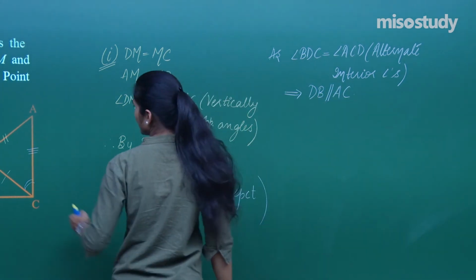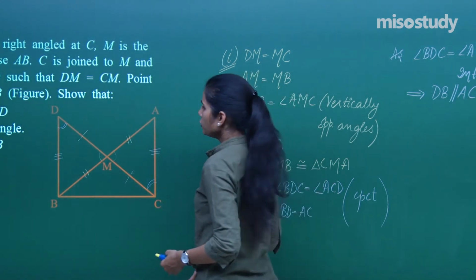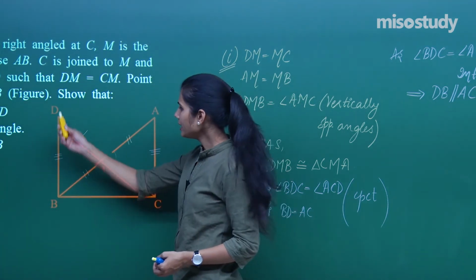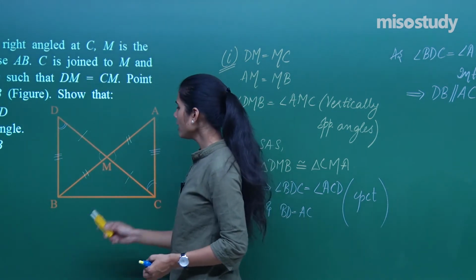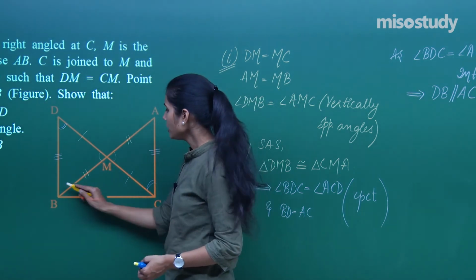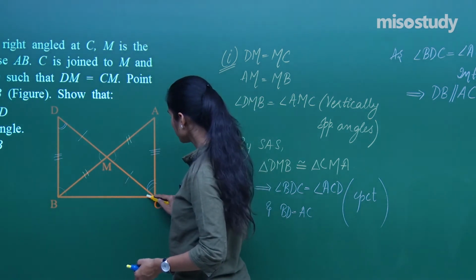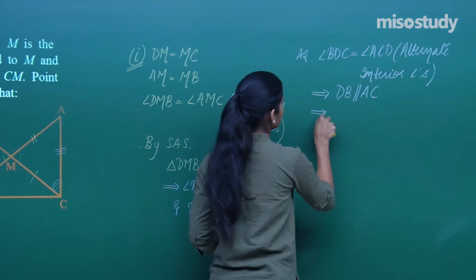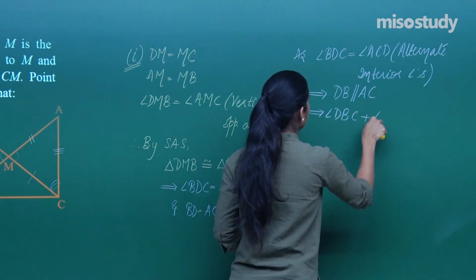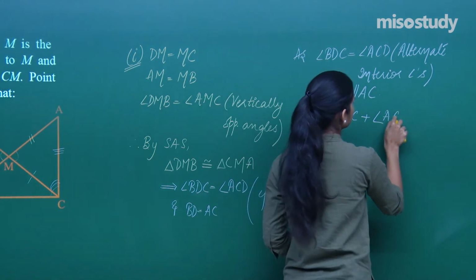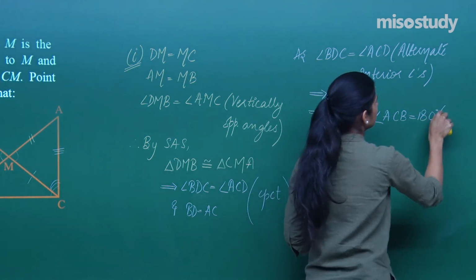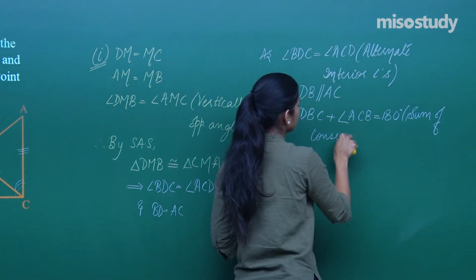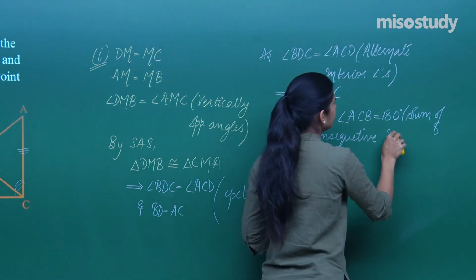The moment DB is parallel to AC, you can now consider the line DB, the line AC, and BC is the transversal. The moment I know that BC is the transversal intersecting two lines DB and AC which are parallel, then I know that the sum of consecutive interior angles is 180. So this implies angle DBC plus angle ACB is 180. Sum of consecutive interior angles.